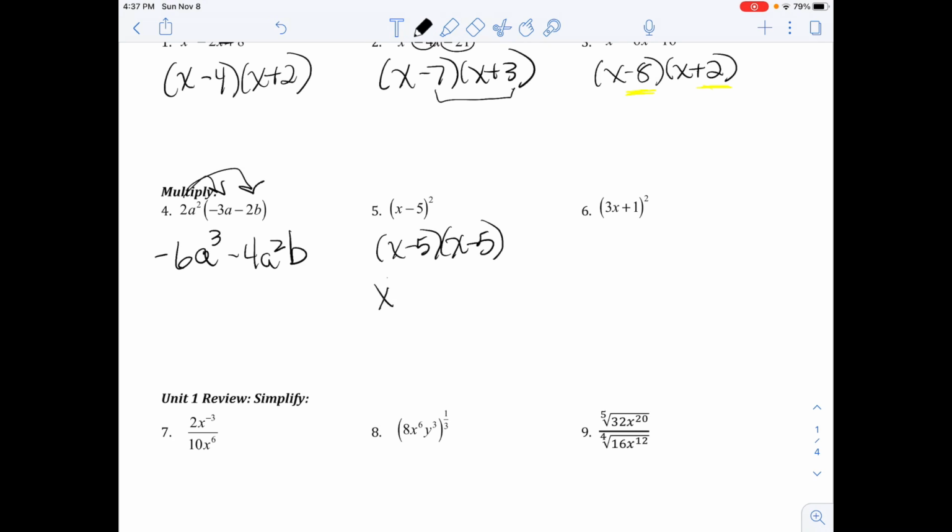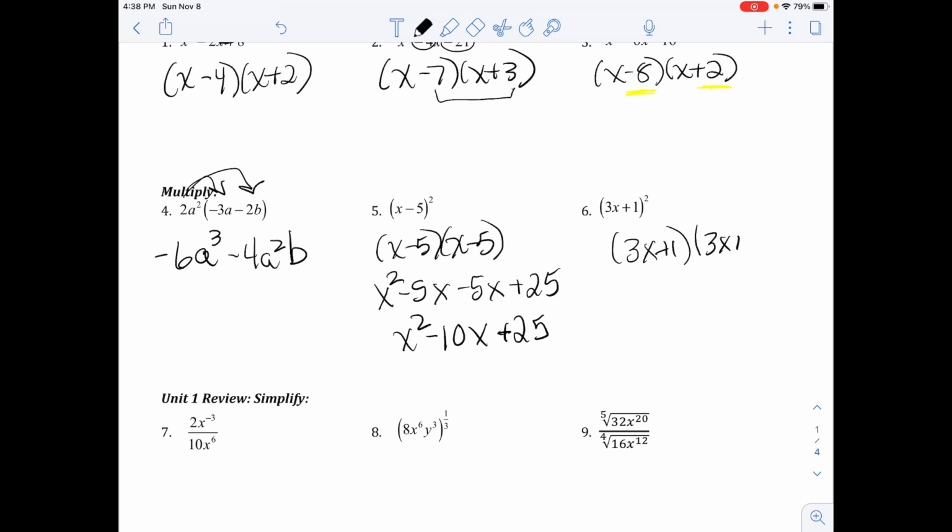So that's going to give you x squared minus 5x minus 5x plus 25, or x squared minus 10x plus 25. This one, 3x plus 1 times 3x plus 1 is going to give me 9x squared plus 3x plus 3x plus 1, 9x squared plus 6x plus 1.